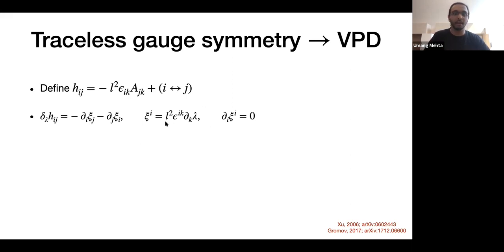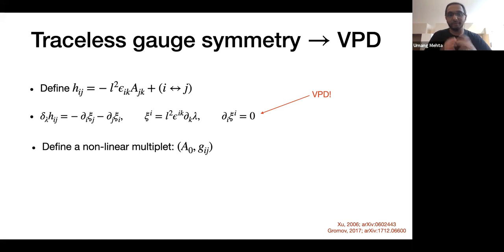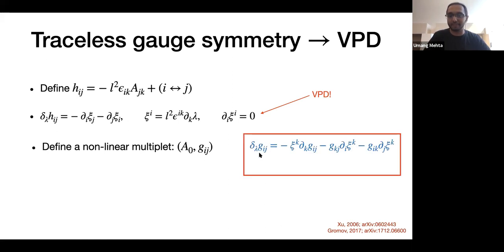L takes dimension length. However, by this definition, the xi has to be divergenceless. So in particular, we're looking not at any diffeomorphism, we're looking at volume preserving diffeomorphisms. For now, I'm only considering flat space. From here, it's easy to generalize to a nonlinear multiplet where instead of A0 and Hij, we consider a full metric, Gij. The metric will then transform as a rank 2 tensor under these non-relativistic diffeomorphisms, but Xi is still defined as the curl of the scalar lambda. The transformation of A0 is not trivial.